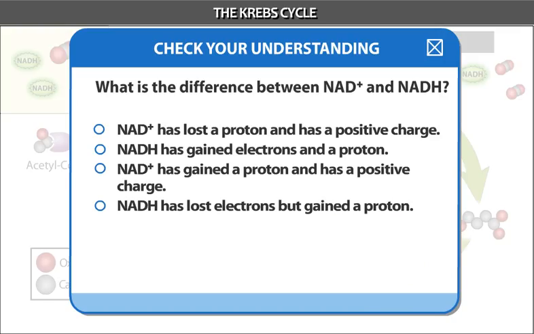What is the difference between NAD+ and NADH? NAD+ has lost a proton and has a positive charge. NADH has gained electrons and a proton. NAD+ has gained a proton and a positive charge. Or NADH has lost electrons but gained a proton. And the correct answer is: NADH has gained electrons and a proton.